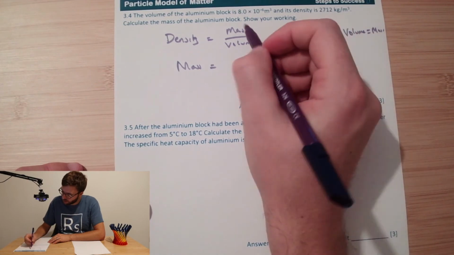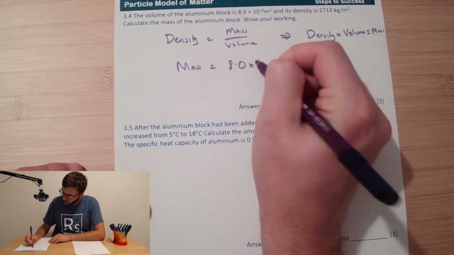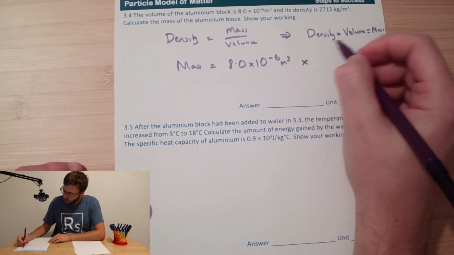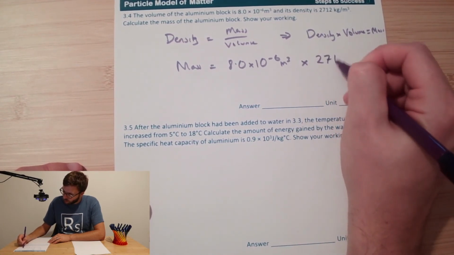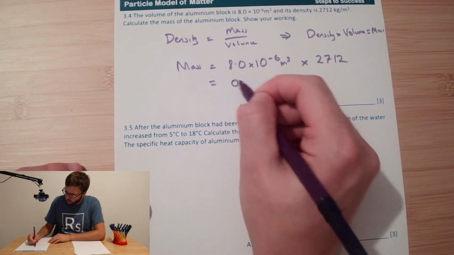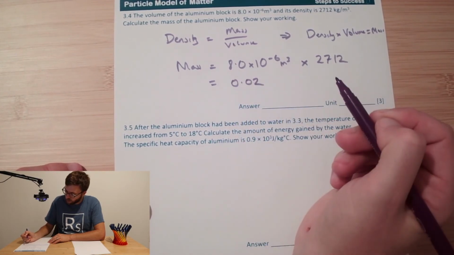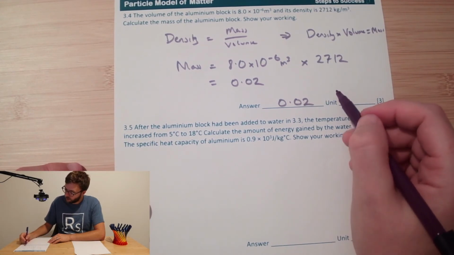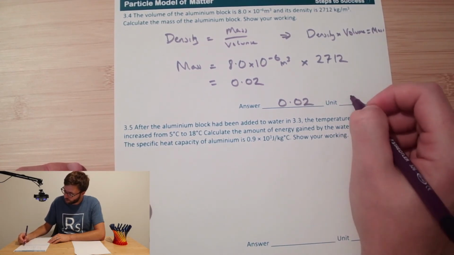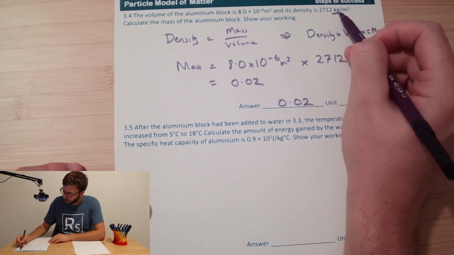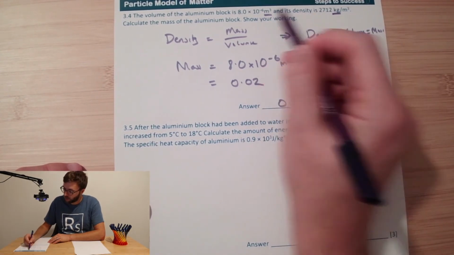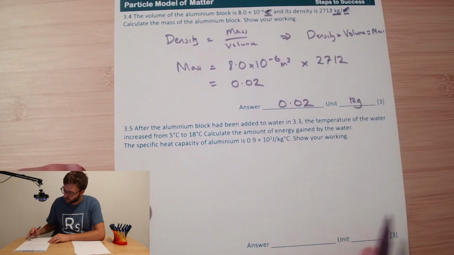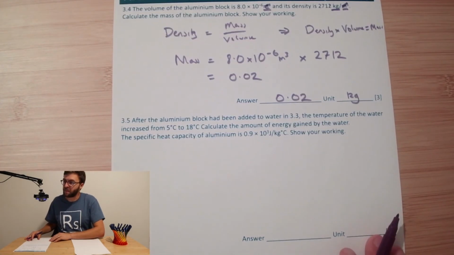So the volume was 8.0 times 10 to the minus 6 meters cubed, multiplied by the density, which was 2,712, and if we work that out we get 0.02. Our units for density in this example would be kilograms per meter cubed. Multiplying these, the meters cubed cancels out, leaving us with our mass unit of kilograms.